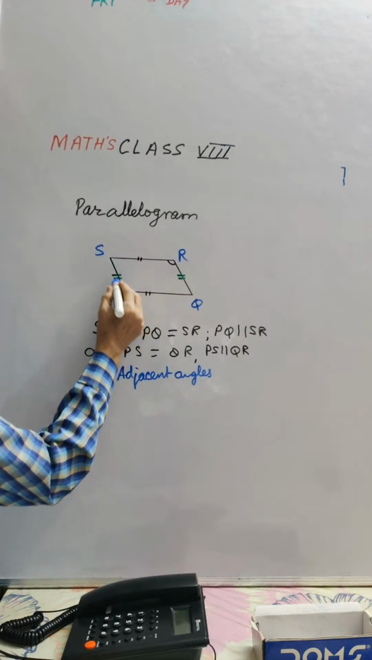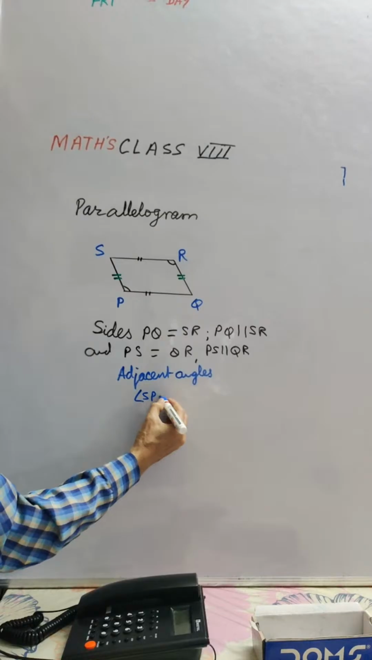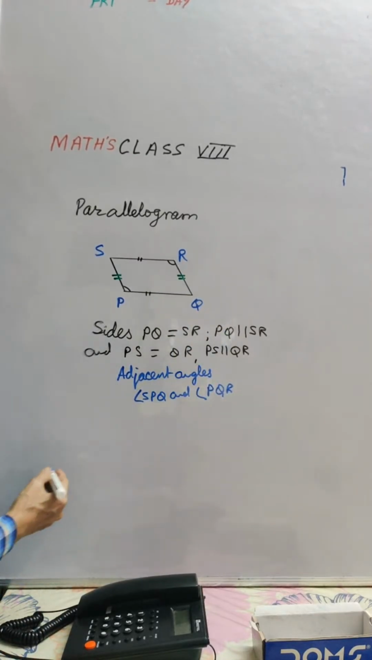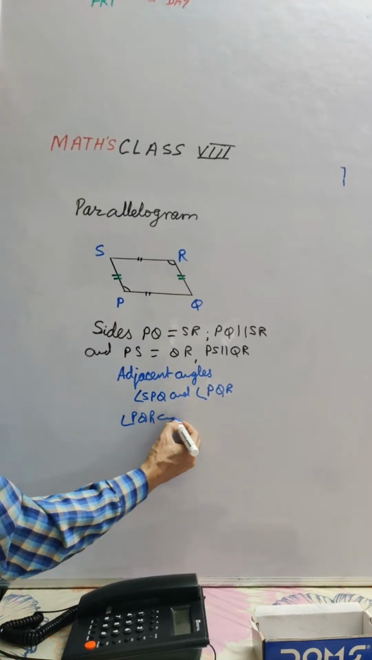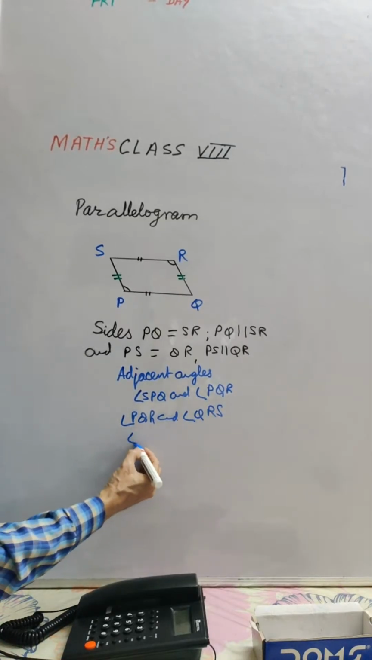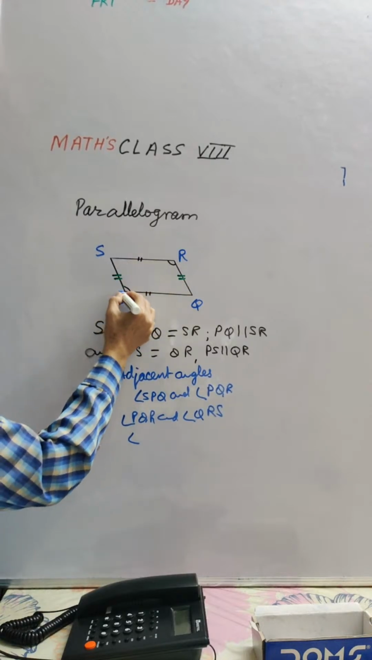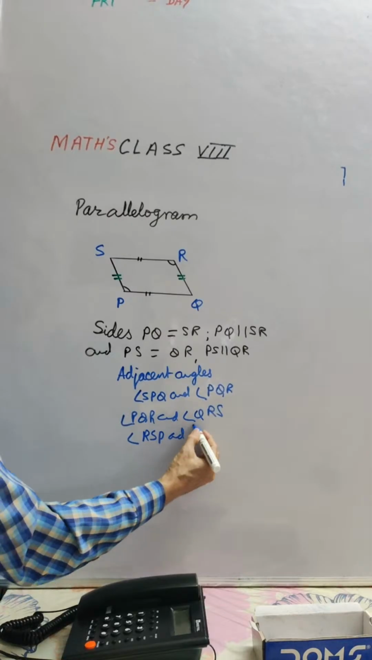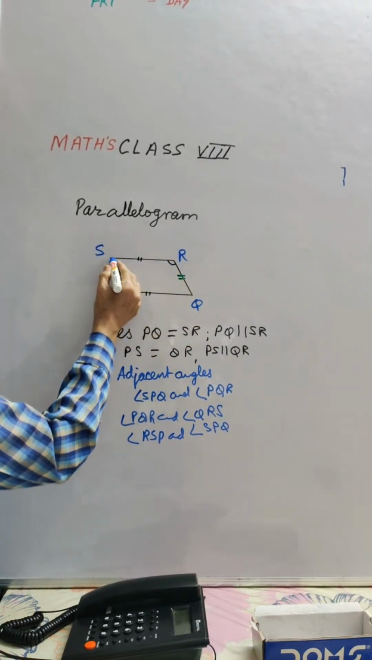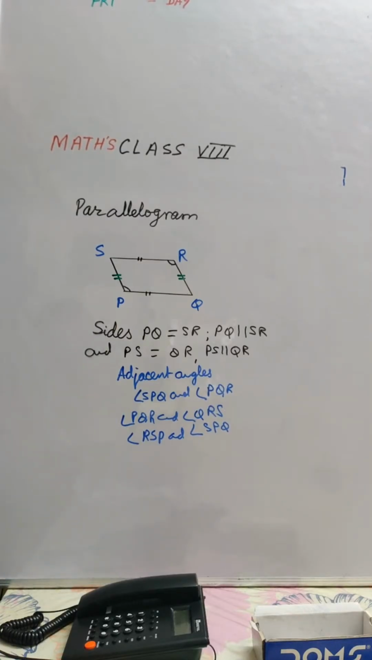Adjacent angles are angle SPQ and angle PQR. These are the adjacent angles. Angle PQR and angle QRS, angle QRS and angle RSP, angle RSP and angle SPQ are the adjacent angles. This angle with this angle, this angle with this angle, and so on, are the adjacent angles. Adjacent sides: PS and PQ are the adjacent sides, and these are the adjacent angles.